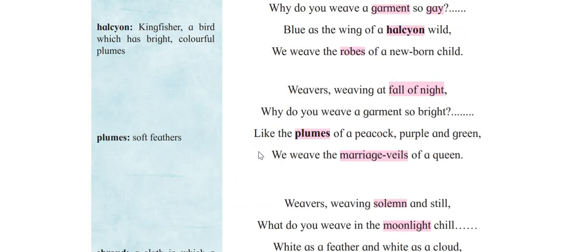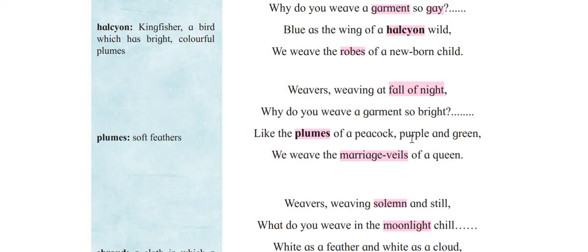So the weavers are again weaving a garment that is so very bright because they are weaving the wheel of a queen. So that means that they are weaving something for the marriage that is a very happy occasion, and that's why here it's mentioned the garment is very bright. Now the colors purple and green. Now there is a very deep meaning for this.